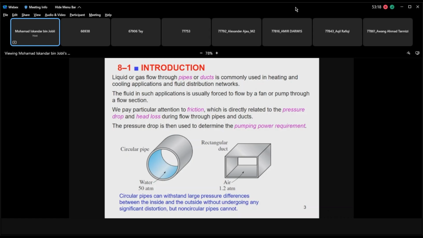It's actually because of low water pressure. It's actually due to friction. How would you reduce the friction? That's the big question.